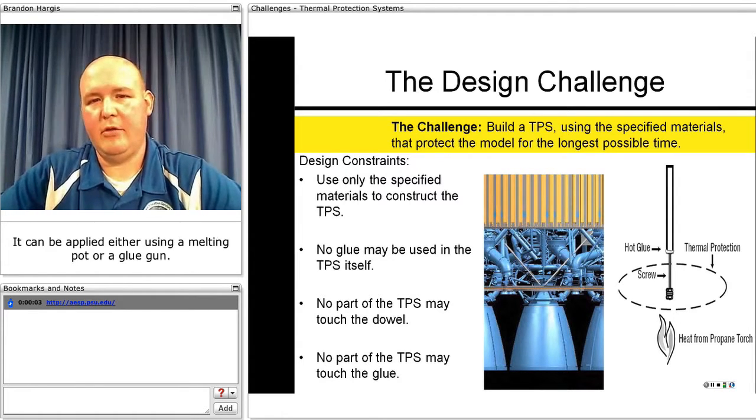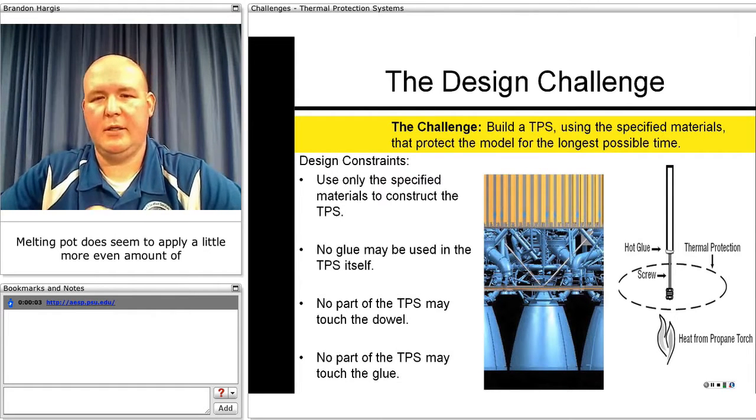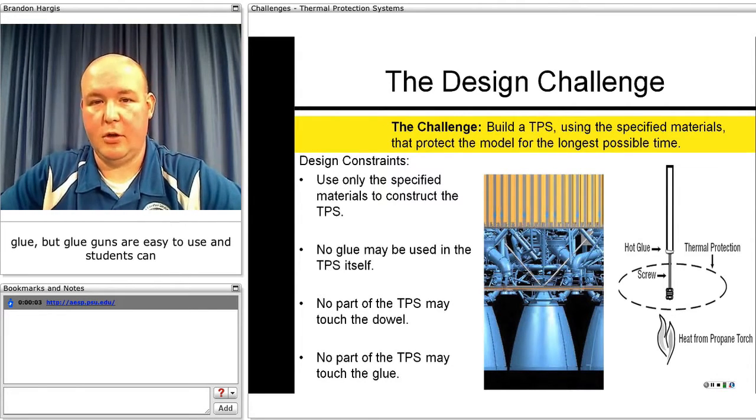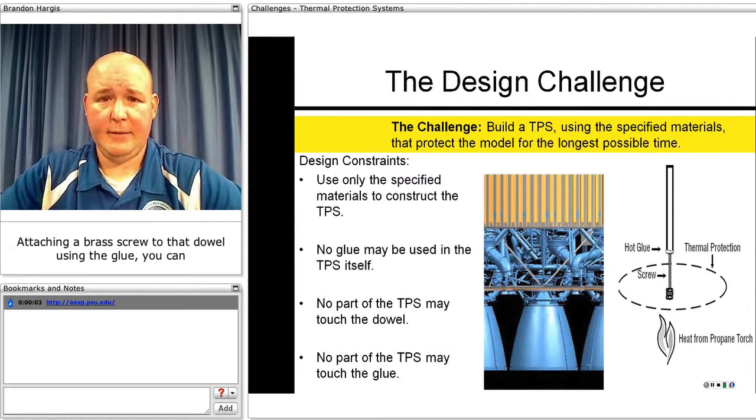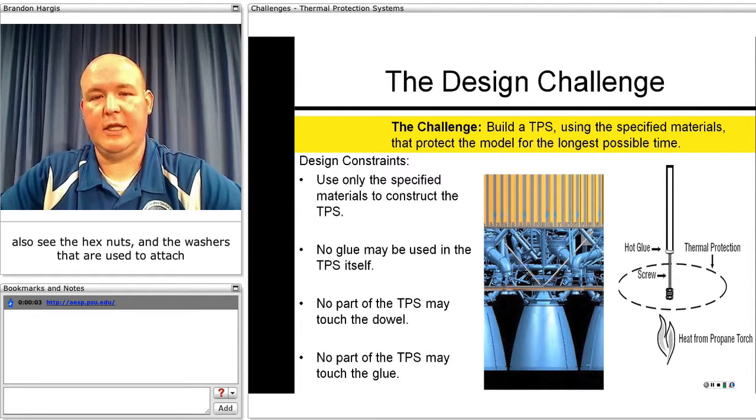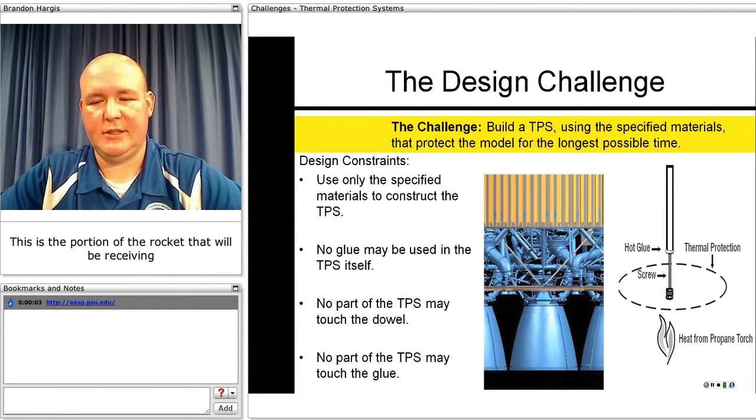It can be applied either using a melting pot or a glue gun. Melting pots do seem to apply a little more even amount of glue, but glue guns are easy to use, and students can use them in the low temperature glue guns. Attaching a brass screw to that dowel using the glue, you can also see the hex nuts and washers that are used to attach their thermal protection system to the rocket itself.